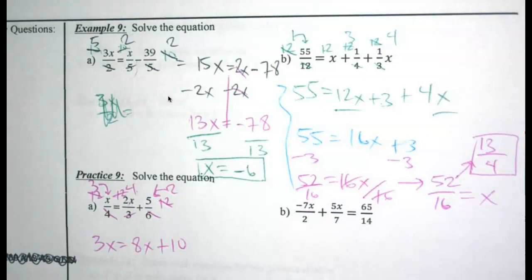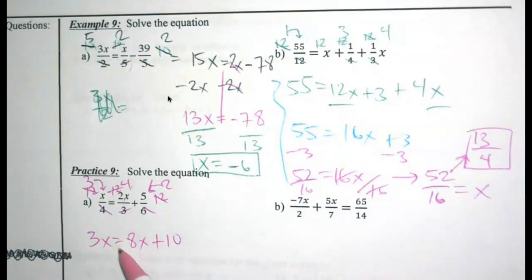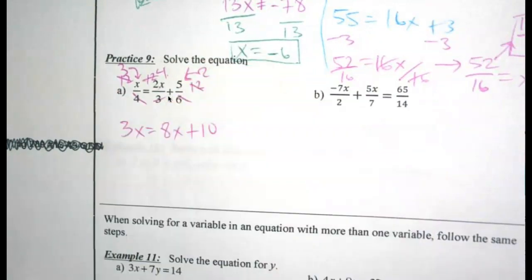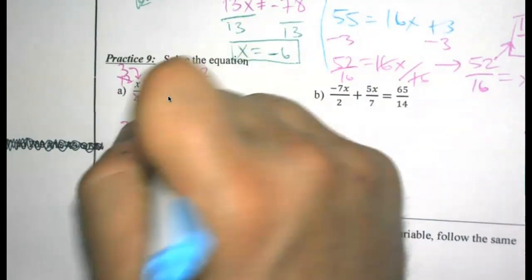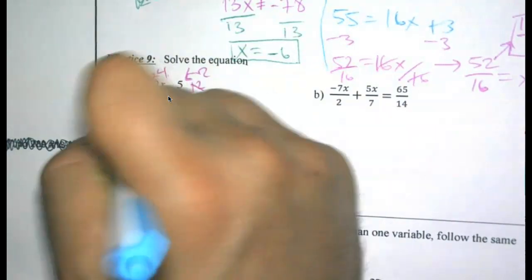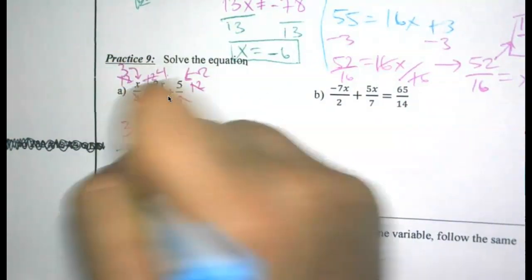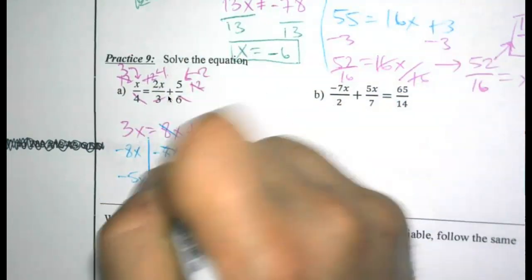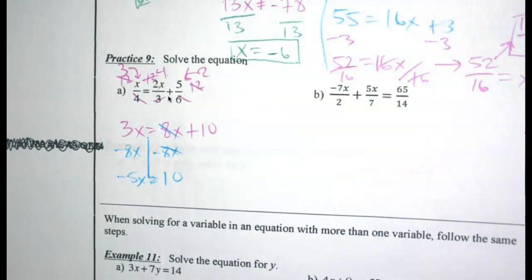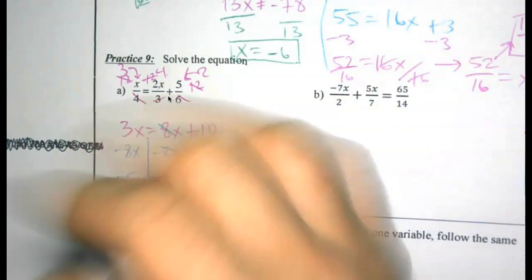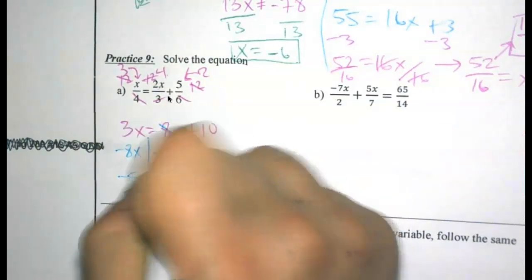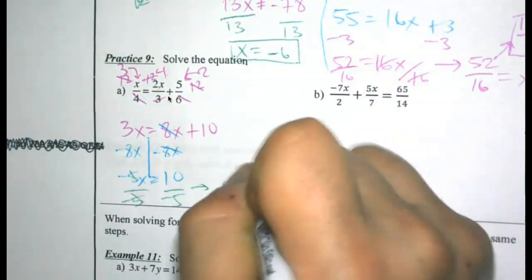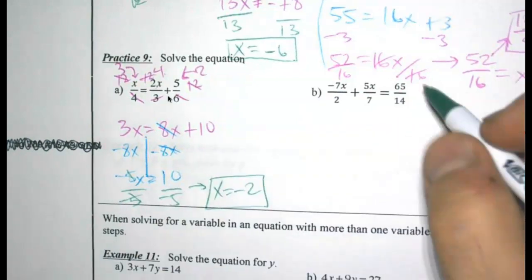Normally I'd move the lesser variable if I had to move variables, but in this case it'll create more work, so I'm just going to subtract over the 8x in my next step. 3 minus 8 is -5, so -5x. 8x zeroes out, bring down the 10, and my next step is dividing by -5. And so I get -5 cancels out, and I get x equals -2 on that one. I'm going to keep going here, guys.